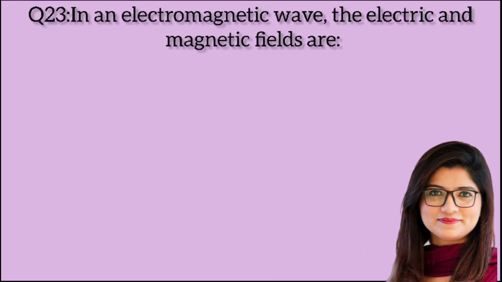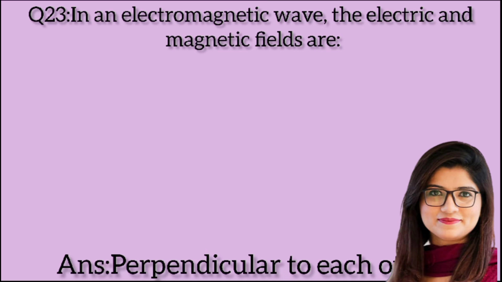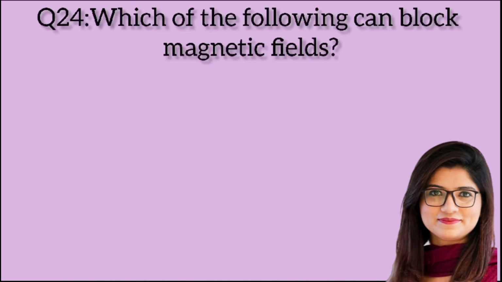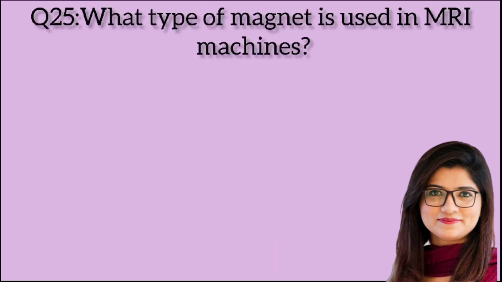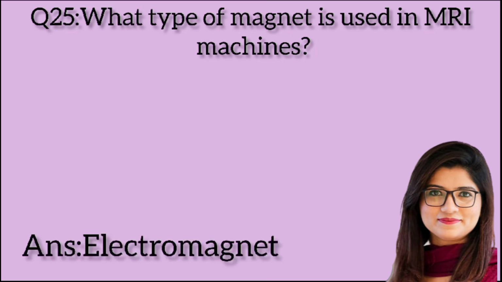Question 23. In an electromagnetic wave, the electric and magnetic fields are. Answer: perpendicular to each other. Question 24. Which of the following can block magnetic fields? Answer: magnetic shielding material. Question 25. What type of magnet is used in an MRI machine? Answer: electromagnet.